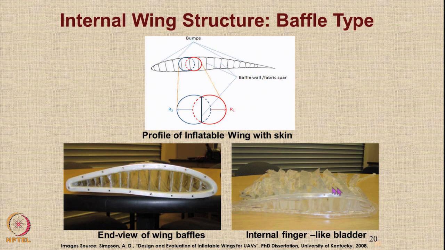One way could be that you make the baffle separately like this, like a finger-like bladder system, and then you insert it inside this particular structure and then inflate the wing. Or you could also have only vertical members joined here, which are a part of the envelope itself.